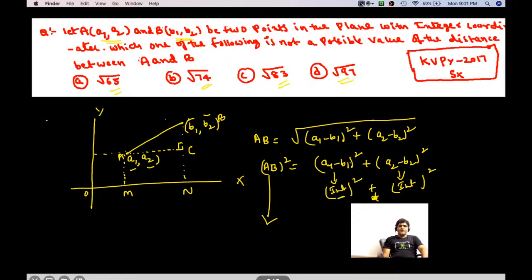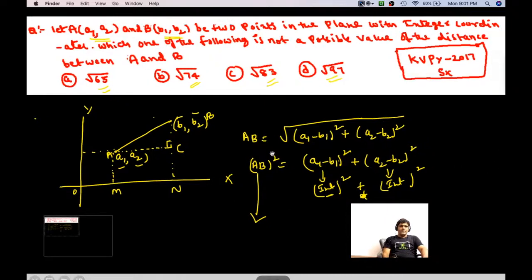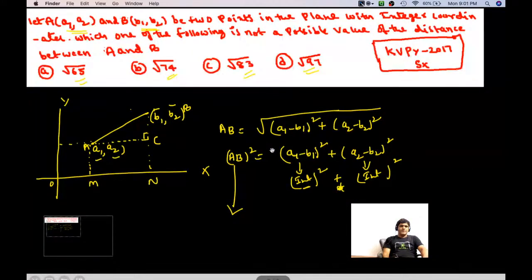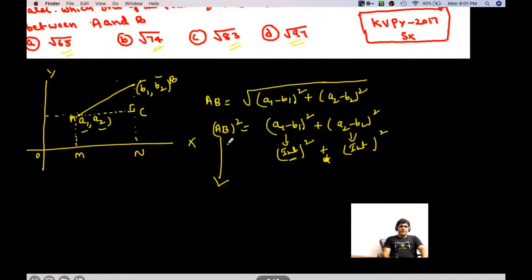Let us take the first option. The distance is root 65, so AB square is 65, which should equal integer square plus integer square. Can you write 65 as two integer squares? Yes, 64 plus 1, that is 8 square plus 1 square.